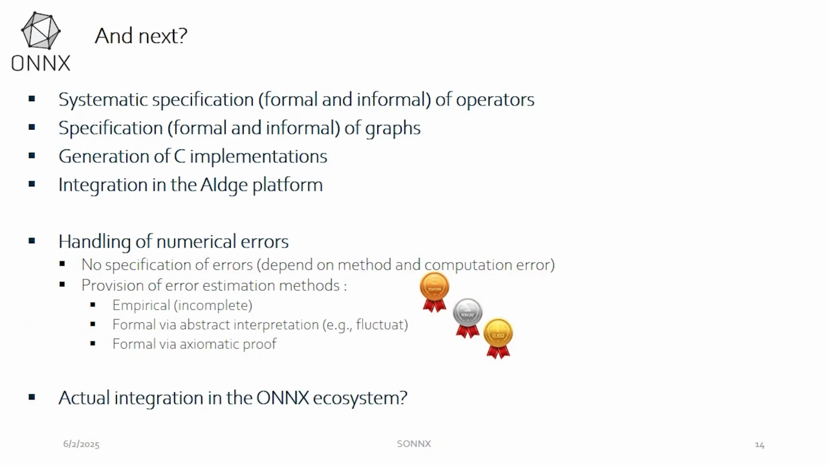After this brief overview of our objectives and our first results, what is coming next? First, we are far from having completely specified, even informally, all the operators, and this work will continue this year. In parallel, we are also doing the same work for the graph, trying to answer the questions, what is a graph, how is it executed, etc., both informally and formally. Once the formal specification is done, we should normally be able to provide the C reference implementation, first for the operators and then for the graph.